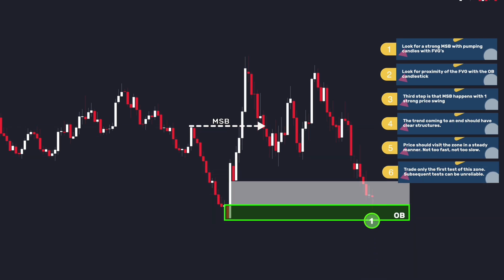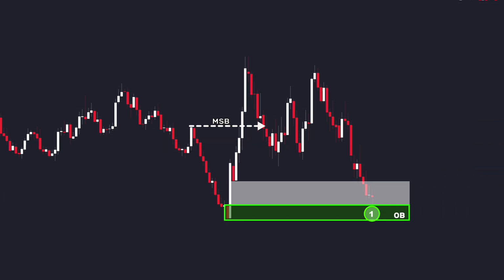6. Sixth step is to ensure that you're trading the first test of this zone. If you missed the first test for some reason, avoid trading the retest of this zone as the zone is already mitigated and is now weaker. As you can see, the price reacted from this zone very well, and we had the perfect trade.